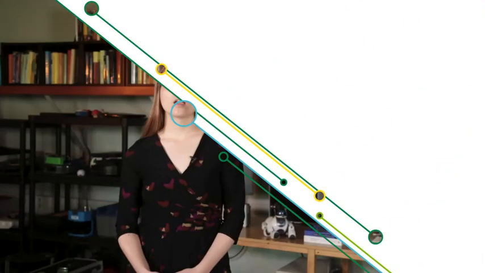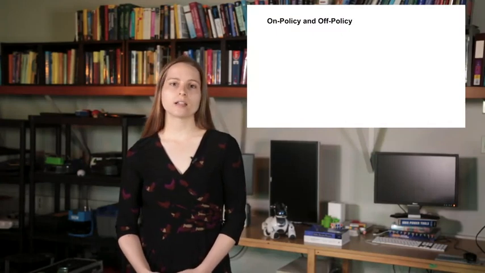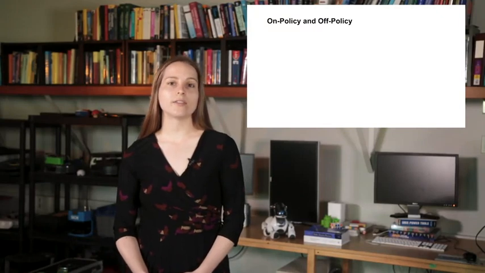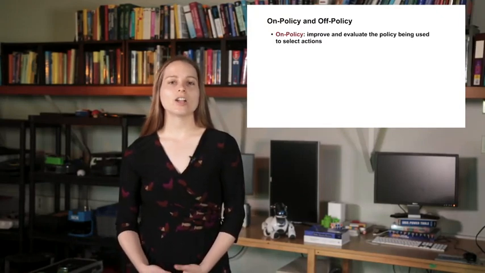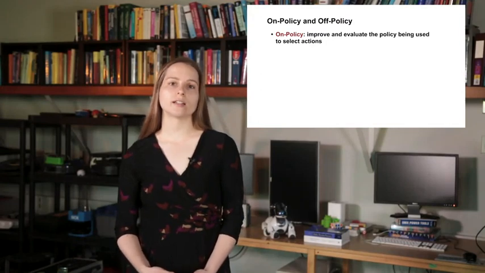So far, throughout this course, we have implicitly been discussing on-policy learning, though we have not yet made a big deal of that name. In on-policy learning, the agent learns about the policy used to generate the data.